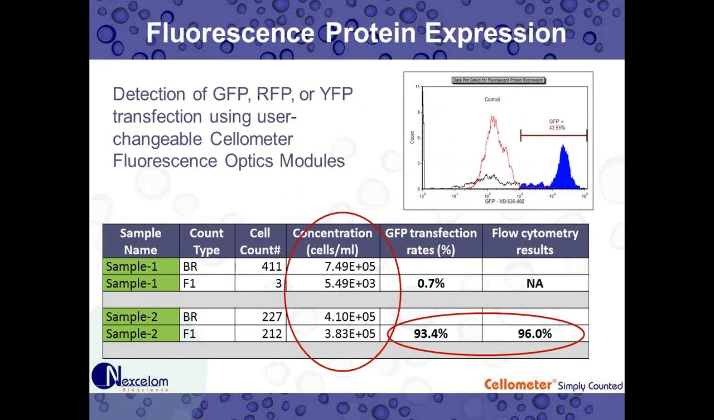For fluorescence protein expression, detect GFP, RFP, YFP, other fluorescent proteins, evaluating transfection using the user-changeable Cellometer fluorescence optics modules. We can plot a control sample versus a treated sample and look at the GFP positive population. Cellometer gives you a concentration of cells and also a transfection rate. And in this comparison study, we got 93.4% on Cellometer and 96% on a large flow system. So it's excellent correlation to flow cytometry.